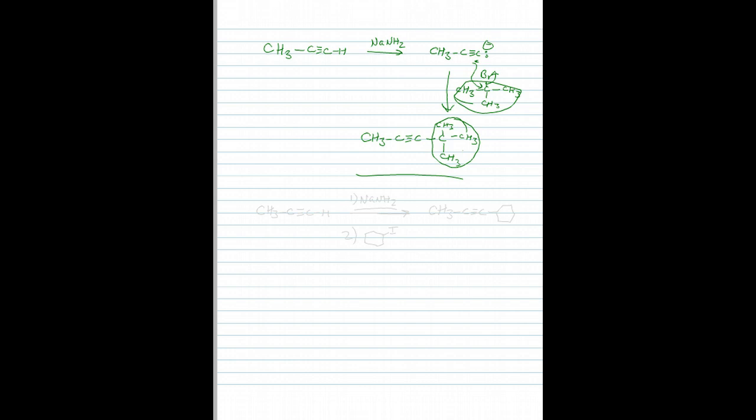Another way of doing this, I'm just showing you another way of writing it, is you can do 1, NaNH2, and then 2, whatever your alkyl halide is. Let's do cyclohexyl iodide. Rather than writing it all out, you can just write a 2-step process like this, and then your final product will look like that.